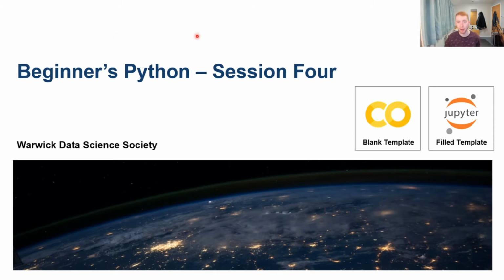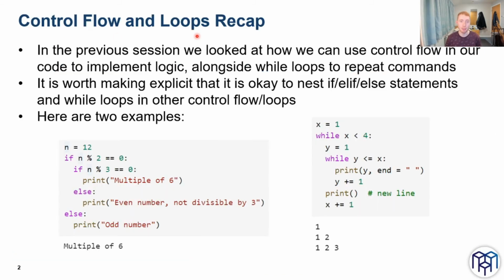So looking back at a quick recap of last time, we looked at two main things, control flow and loops. Control flow was used to add some logic to our code to allow branching, running different bits of code depending on whether certain conditions were met. And then loops were fairly similar in that they allowed us, rather than branching code, to rerun bits of code until a condition stopped being true.